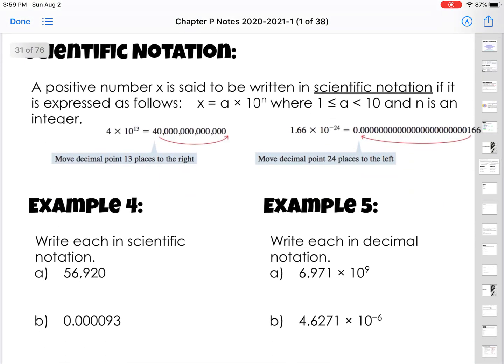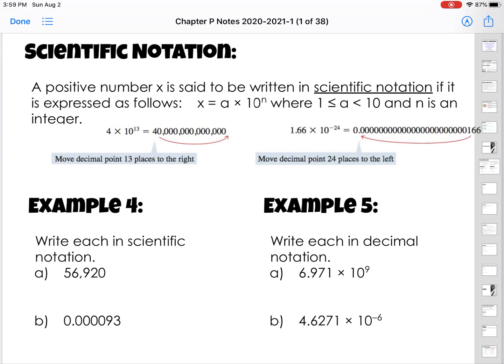Scientific notation. So a positive number x is said to be written in scientific notation if it is expressed as follows. So x is equal to a times 10 to the n, where a has to be between 1 and 10. It can be equal to 1, but it cannot be equal to 10. And n is an integer.